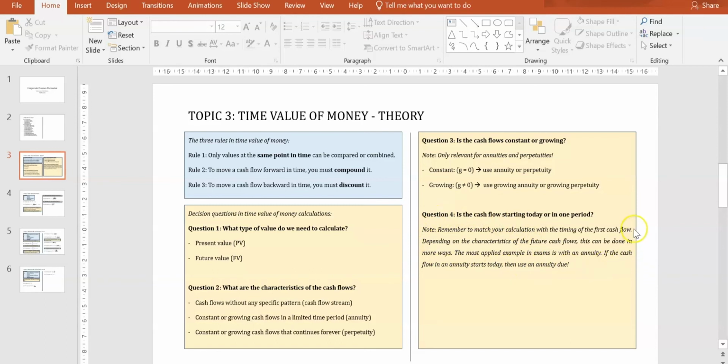Just remember that you have to make adjustments based on if the cash flow is starting today or in one period. And that also is true for the cash flows without any patterns. It just means that if we're finding the present value, for example, we would not discount the first cash flow because it is already at the present time.